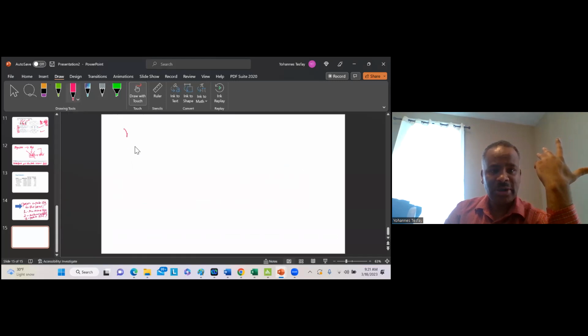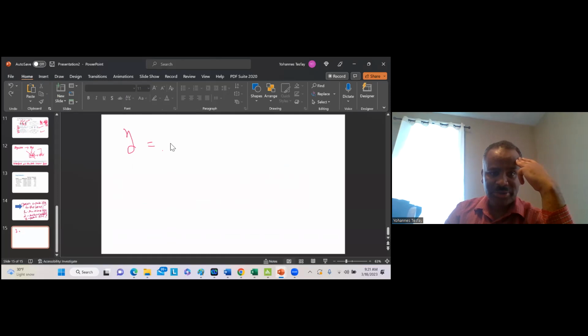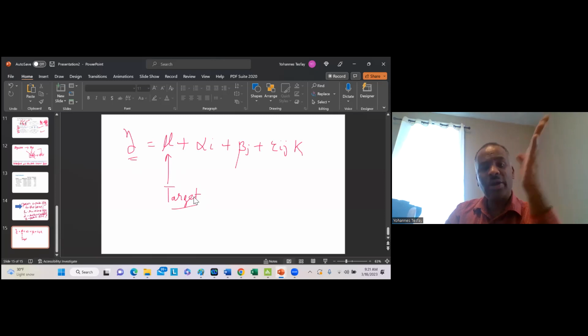is y equal to alpha, target, that's mu, plus alpha i plus beta j plus error ijk. So this is the measurement value, and we are trying to compare with the target. When we say target, it is what we want to measure. That's the target.